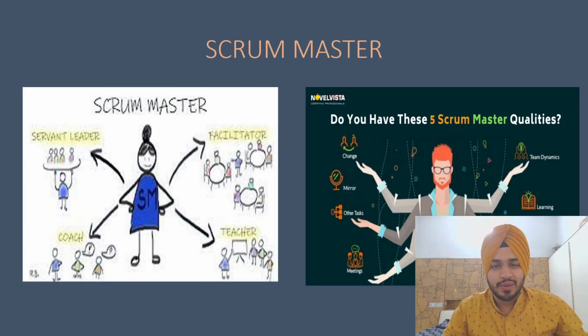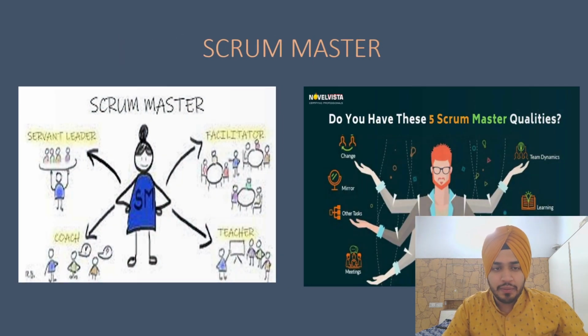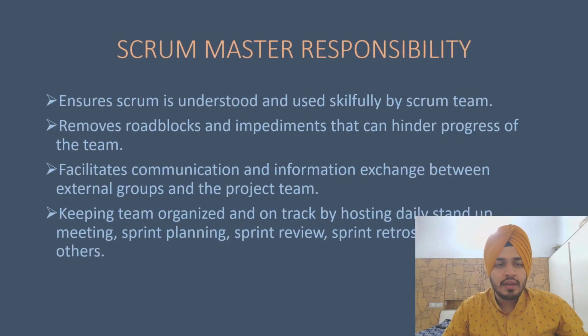So, let's discuss the roles and responsibilities of a Scrum Master now. Scrum Master ensures that Scrum is understood and used skillfully by the Scrum team, and removes roadblocks and impediments that can hinder the progress of the team. That means, suppose there is a database team and they are not able to build any logic, there is a very tough requirement and they need help. So, what will the Scrum Master do?